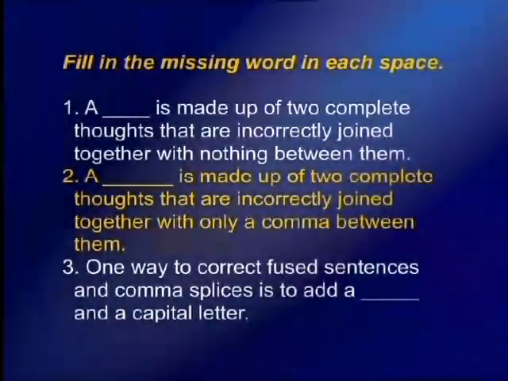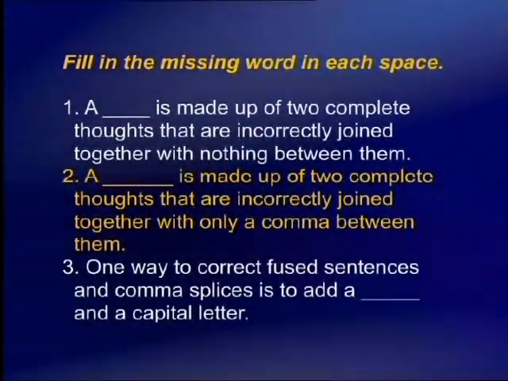Now we will review fused and comma splice constructions, and you fill in the missing word in each space. Look at the first sentence. Blank is made up of two complete thoughts that are incorrectly joined together with nothing between them. What word would you use over there to complete the sentence? A run-on is made up of two complete thoughts that are incorrectly joined together with nothing between them.